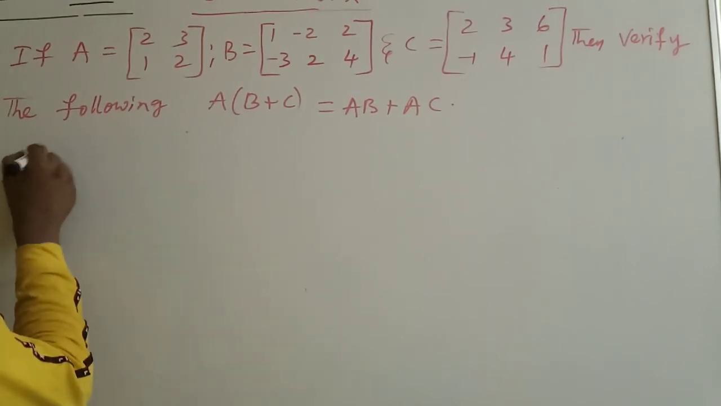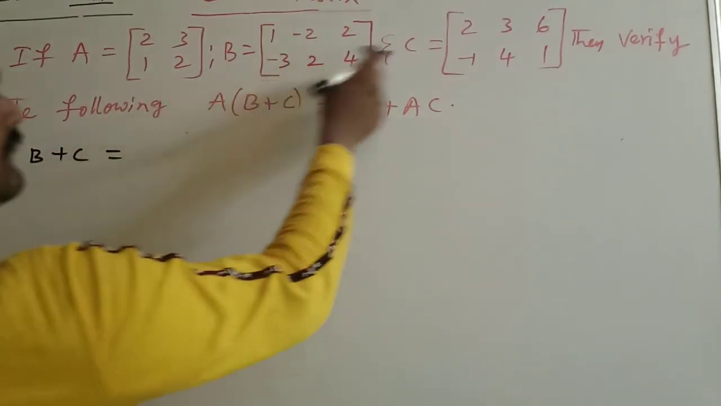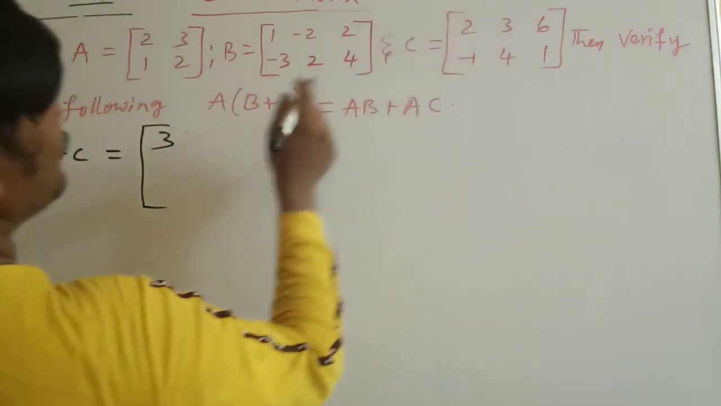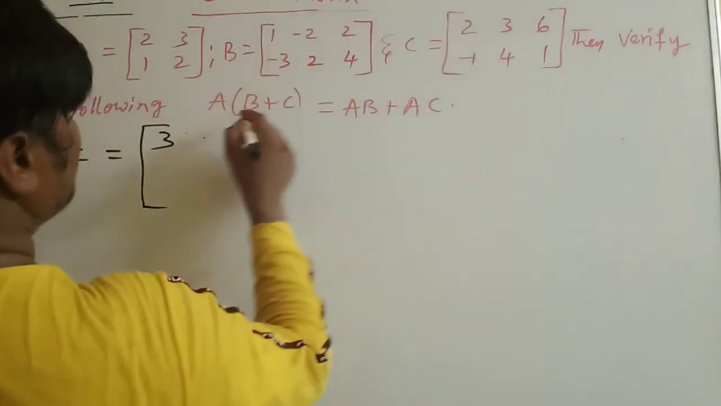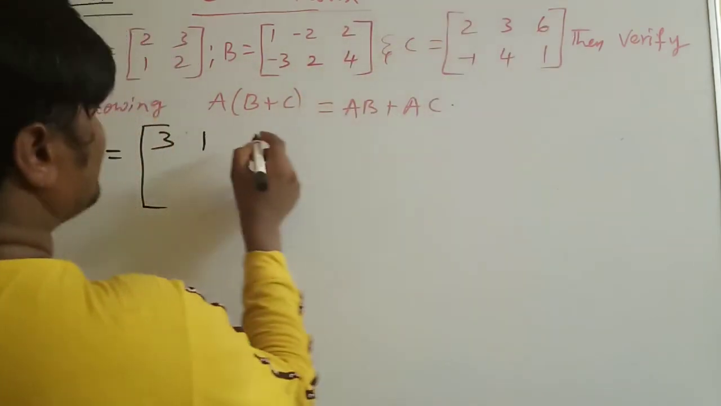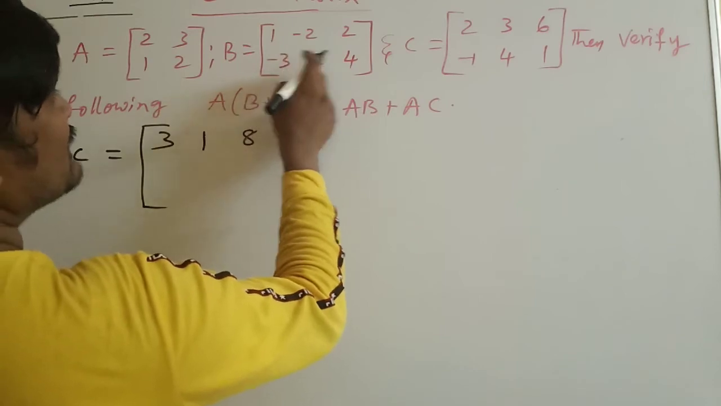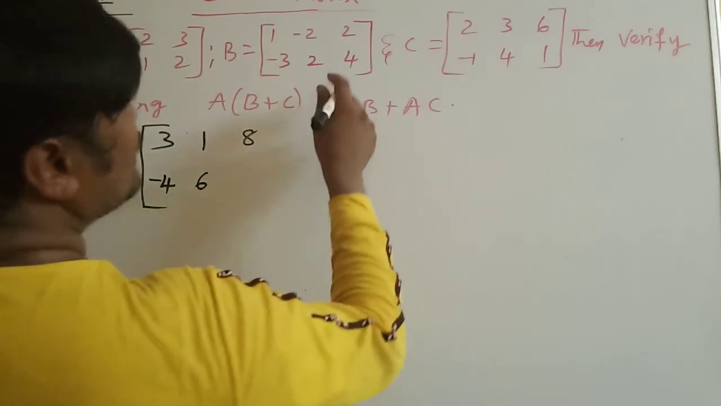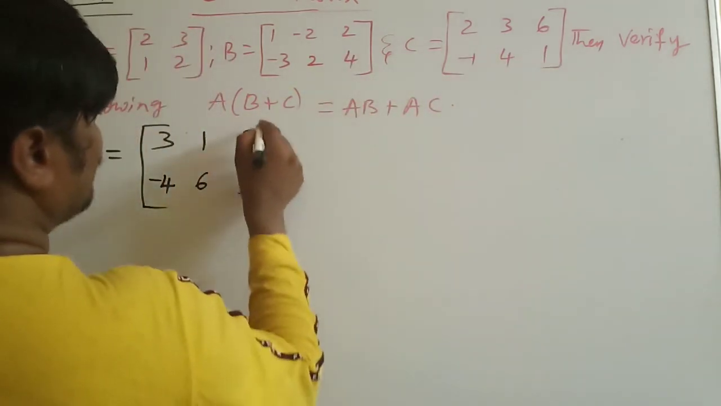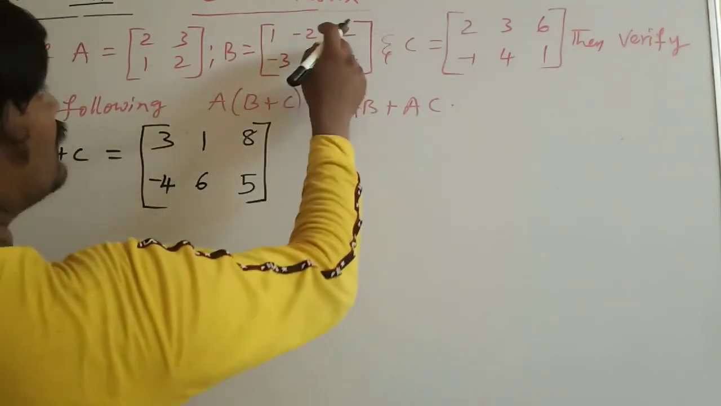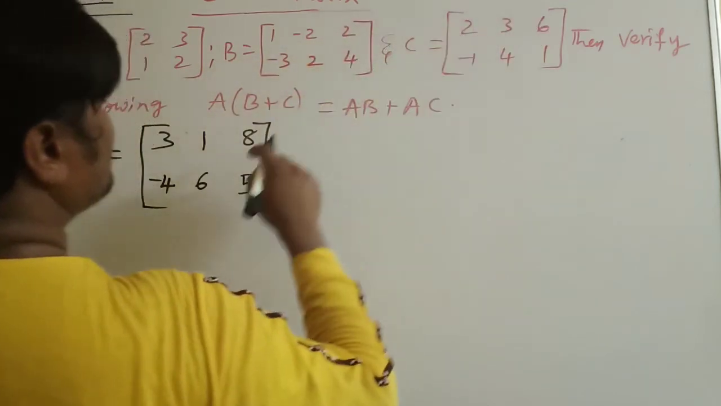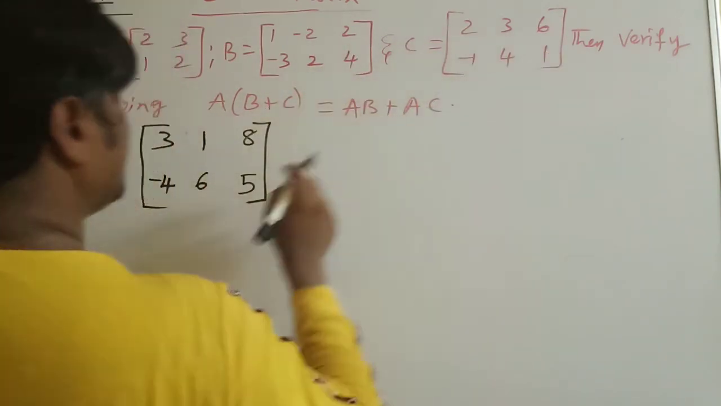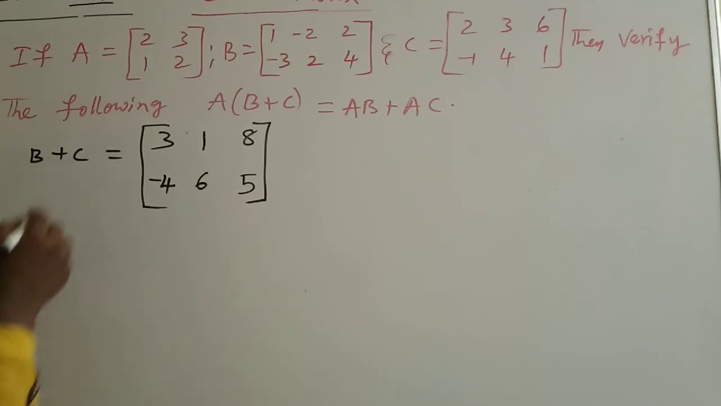So now first find B plus C. Directly normal addition: 1 plus 2 is 3, minus 2 plus 3 is nothing but 1, 2 plus 6 is nothing but 8, minus 3 minus 1 is minus 4, 2 and 4 is nothing but 6, 4 and 1 is nothing but 5. So once again, recheck this: 1 plus 2 is 3, minus 2 plus 3 is 1, 2 plus 6 is 8, minus 3 minus 1 is minus 4, 2 plus 4 is 6, 4 plus 1 is 5. So you got B plus C, then multiply with A.